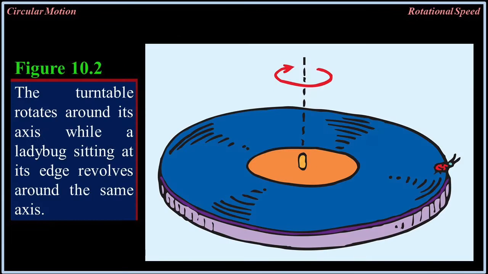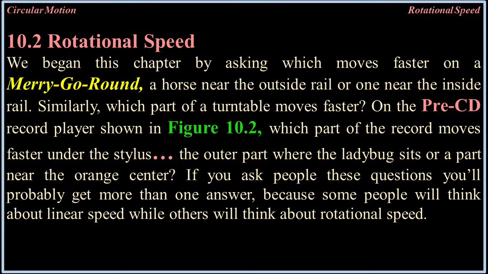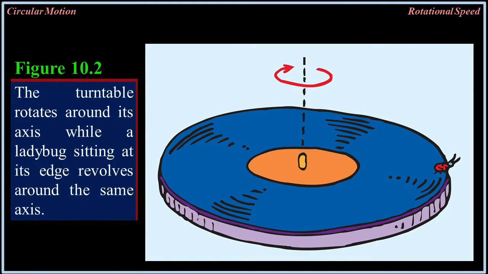If you ask people these questions, you'll probably get more than one answer because some people will think about linear speed while others will think about rotational speed. Figure 10.2. The turntable rotates around its axis while a ladybug sitting at its edge revolves around the same axis. Consider this very carefully.